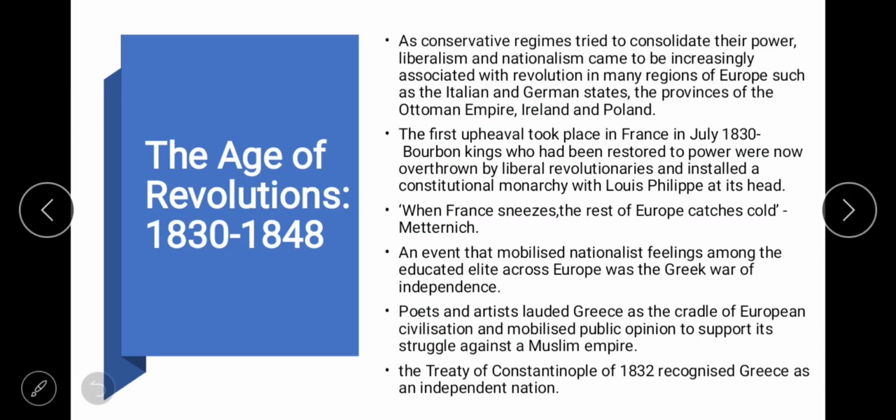The growth of revolutionary nationalism in Europe sparked off a struggle for independence amongst the Greeks, which began in 1821. The nationalists in Greece got support from other Greeks living in exile and also from many West Europeans. Poets and artists lauded Greece as the cradle of European civilization, and mobilized public opinion to support its struggle against a Muslim empire.